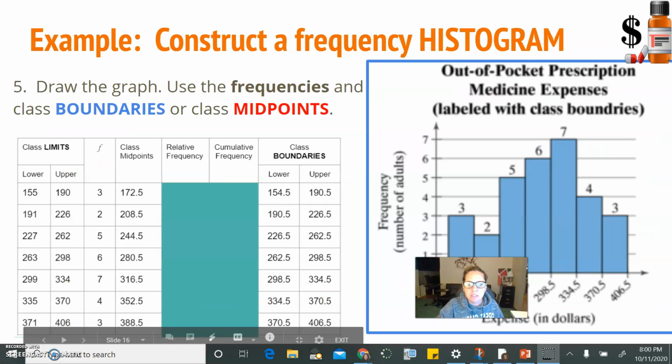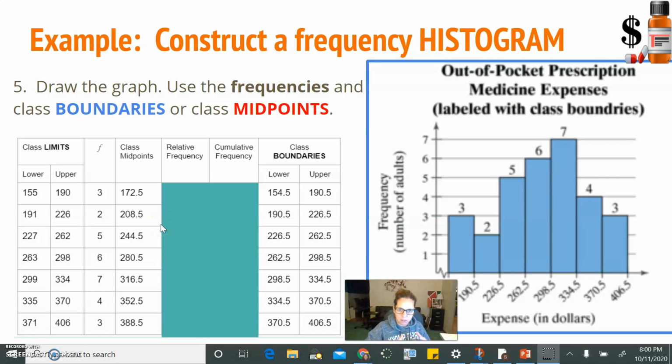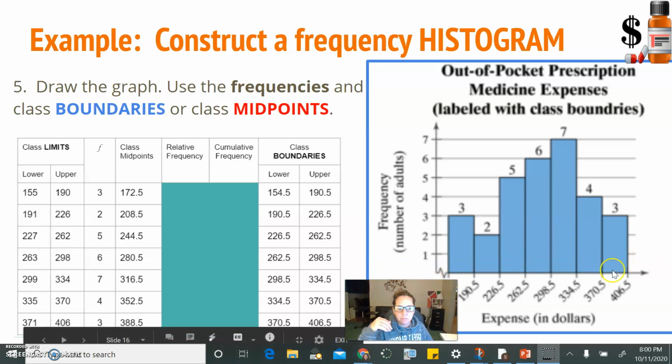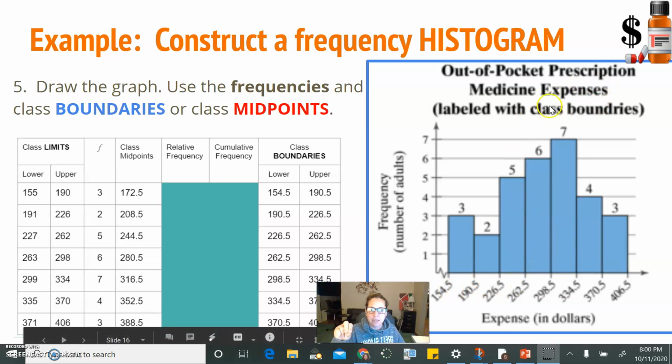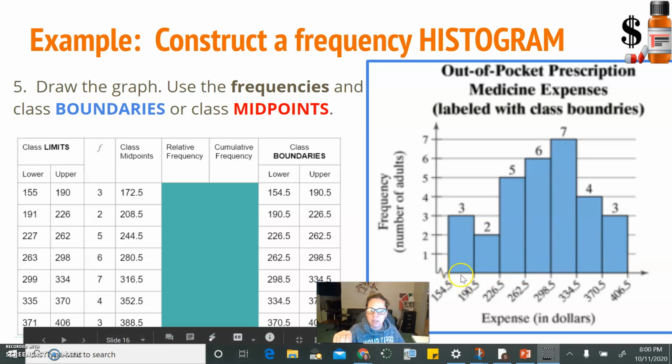Then to finish off the histogram, there's two ways that you could do this. You're going to do a bar graph, and on the bottom, you could use the class boundaries. These boundaries right here, you could use those to mark those little spots, right? 154.5, 190.5, 226.5, 262.5. So you could use each of those, and then you just figure out, okay, in this class there were 3, so I make my bar go up to 3. In this class there were 2, so I make my bar go up to 2. That's one way to do it.